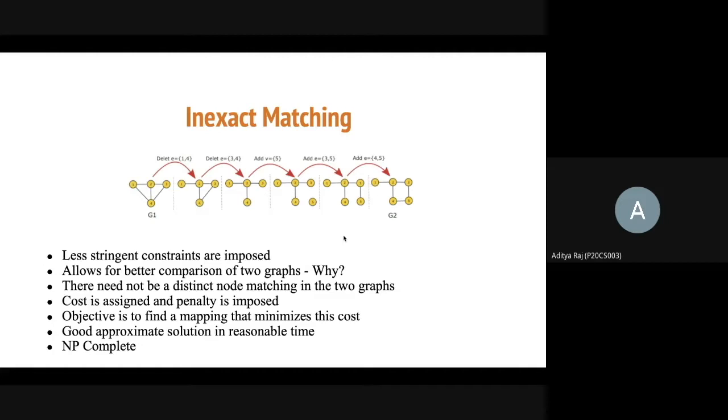In inexact matching, the given two graphs don't need to match entirely, node by node, and don't need a bijective function and all that. Even a part of the graph can match with a part of the other graph, and it allows for infusion of errors in the graph itself. And why is inexact matching more useful in pattern recognition?